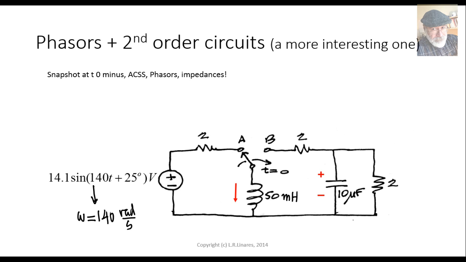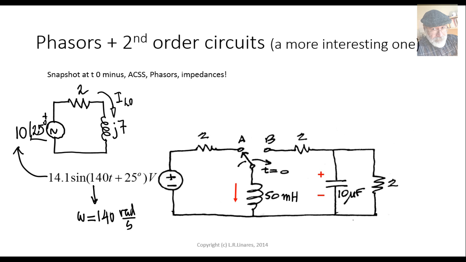The angular frequency is 140 radians per second, right? Cool. So we can represent the inductance as j omega L, j 7 ohms. The voltage source is a phasor: 14.1 is the peak value, 10 volts is the RMS value, and the phase is 25 degrees. In that circuit, we can compute the phasor for the current in the inductor. This one: 137 amps at negative 49 degrees. But I am not there yet.